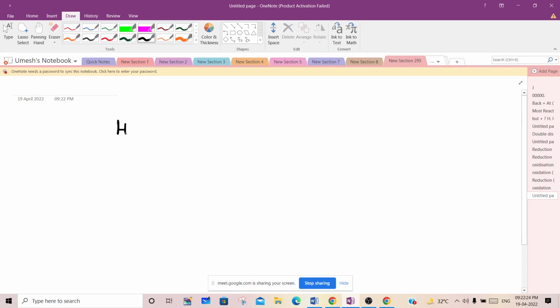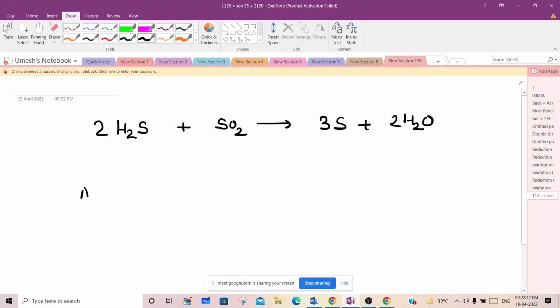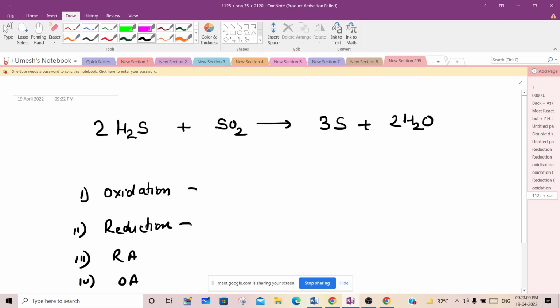Here I have H2S and here I have SO2. It gives sulfur and H2O. So identify which substance is undergoing oxidation, which substance is undergoing reduction, which is the reducing agent and which is the oxidizing agent. Answer these questions now.